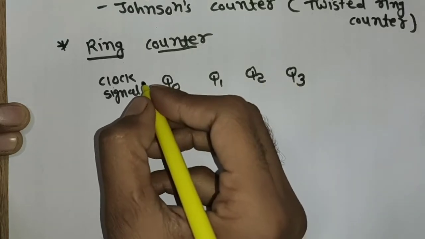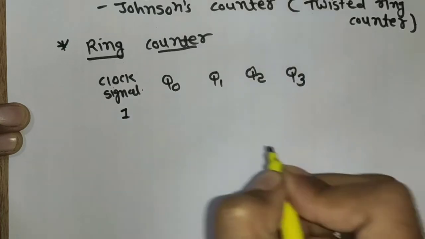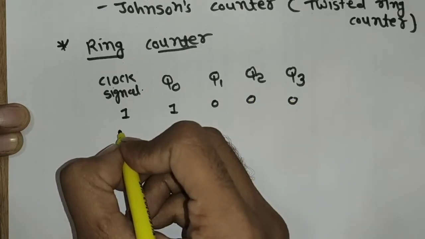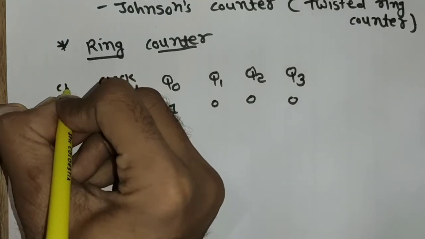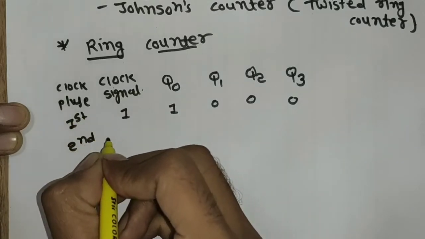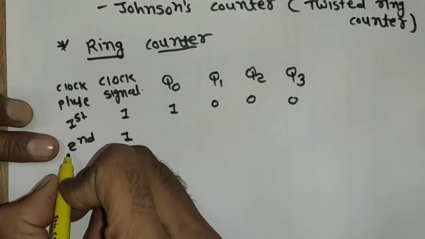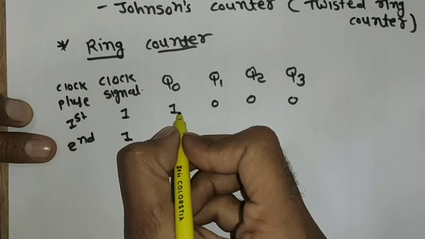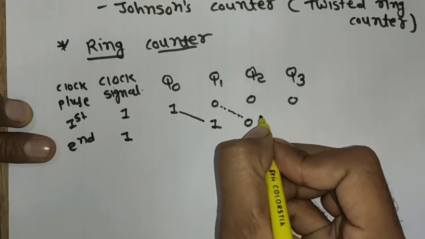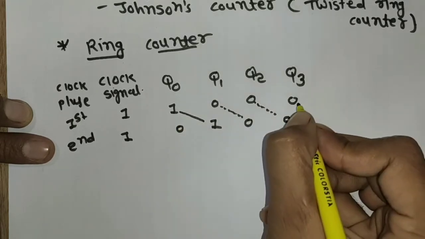Now initially we apply the clock signal. If we design with positive level triggering, then the clock signal is 1 at the time of applying. Initially the state is 1, 0, 0, 0. This is the first clock pulse, and now the second clock pulse. Each and every time the clock signal is 1 because we are designing with positive level triggering. Whenever the second clock pulse comes, the output of the first flip-flop is shifted to the next. So this 1 goes here, this 0 is shifted here, this 0 is shifted here, and the last 0 is again given to the first.